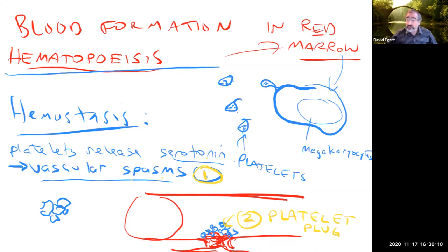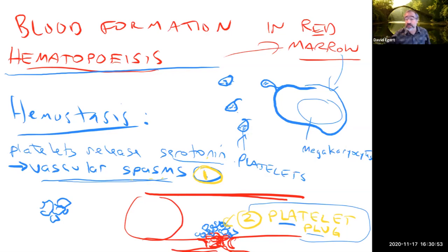Again, it's like if there's some leak, you throw a bunch of sandbags to keep stuff from leaking out of the hole. They're also releasing more signals, ADP and stuff, that attract more platelets. So not only do the platelets nearby start doing this, they send out signals that call in more platelets to add into the dog pile, into this platelet plug. So that's part two. First, we have these vascular spasms, which are reducing flow. Then the platelets are doing this platelet plug, this little dog pile of sticky, spiky platelets to keep stuff from leaking out.